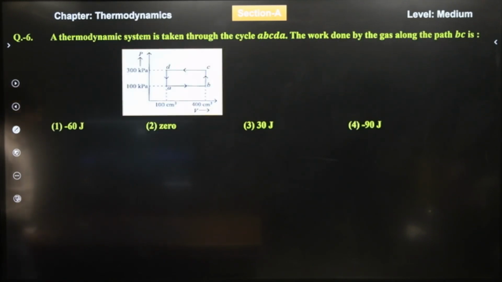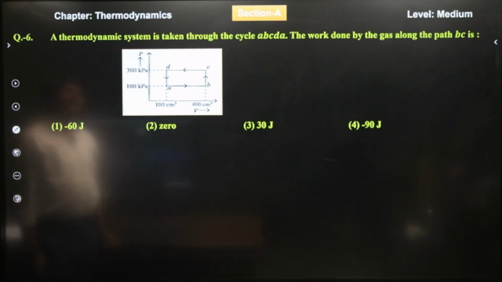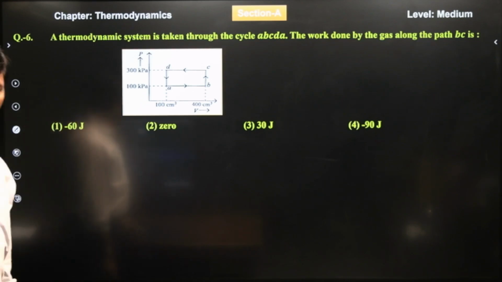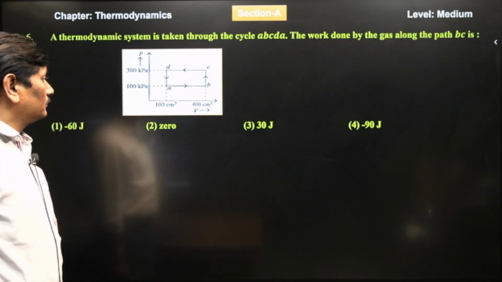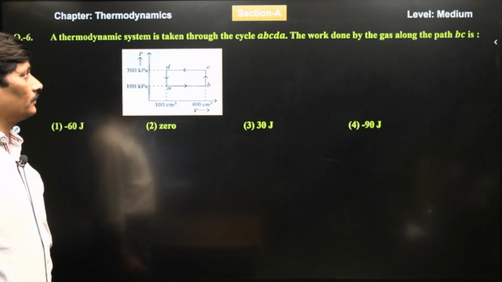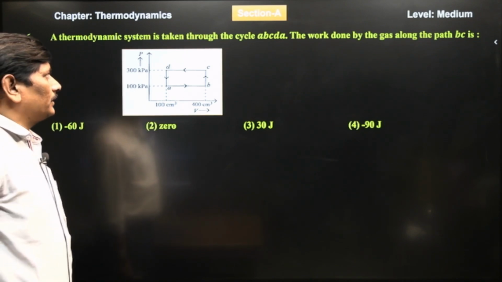Now the next question, thermodynamics. It is also a medium level question. Why is it medium level? There is a small twist. If you don't read the question properly, you may put the wrong answer. Reading of the question is important.